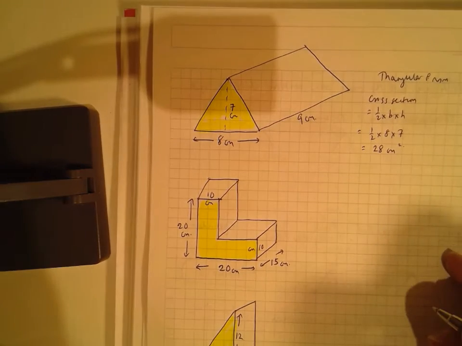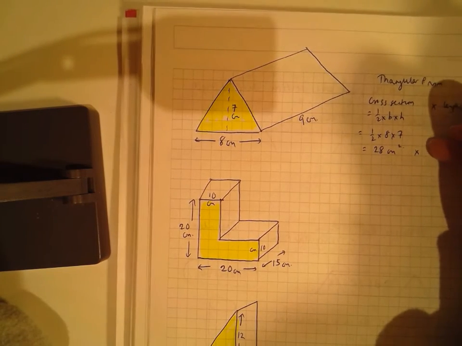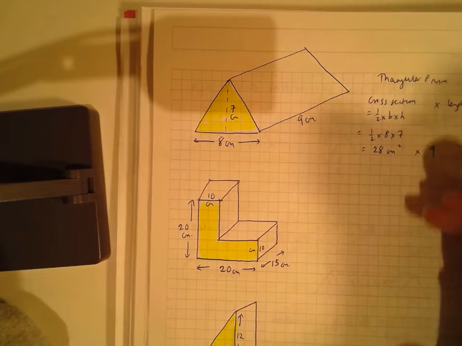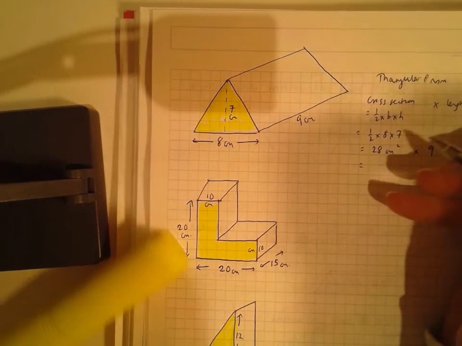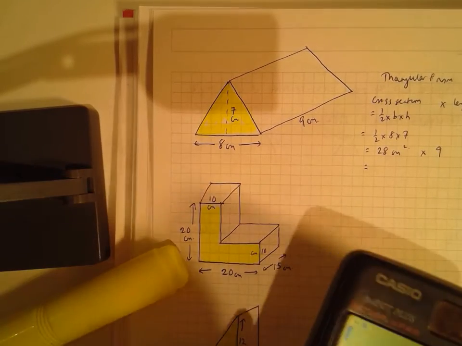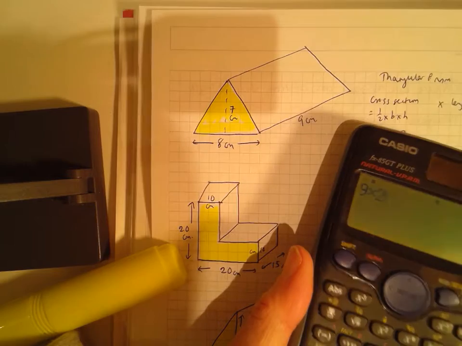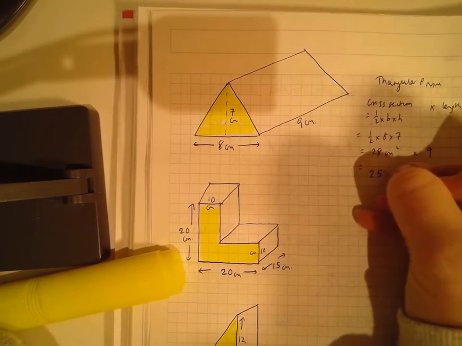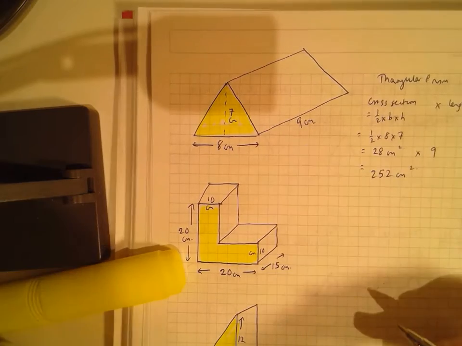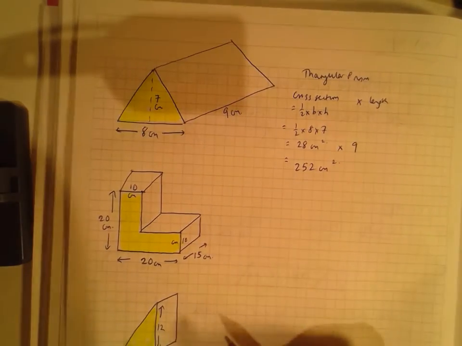Okay, and then I'm going to multiply that by the length, so times 9. So 9 by 28 is, I suppose I better do that in the calculator. What is it, 278 or something? 272. 9 times 28 equals 252. I'm glad I did it in the calculator. 252 centimeters cubed. Okay.